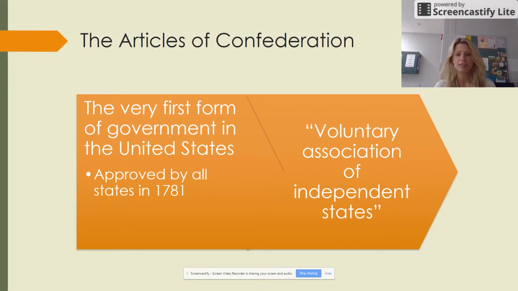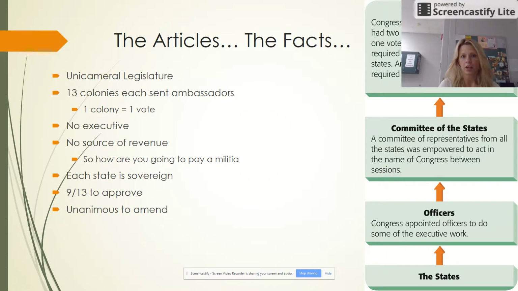The first governing document that we come up with is called the Articles of Confederation, which had been started in 1776, and it is approved by all the states in 1781. It is a voluntary association of independent states. So each state kind of thought of itself as its own country. If you think about it, around the world, states typically mean independent nations. So Great Britain is a state, India is a state, China is a state. It's only here in the United States that we think of states differently. They viewed themselves as independent from each other.